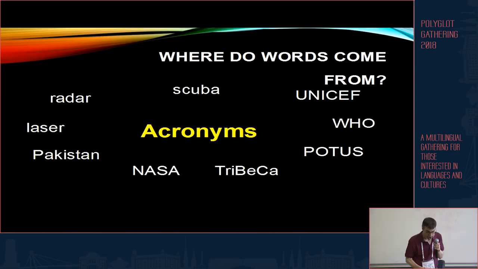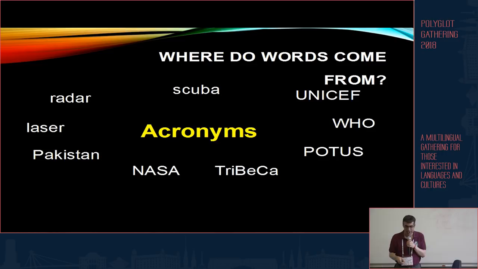Yeah, exactly. Light amplification by stimulated emission of radiation. And then, does anybody know what POTUS is? President of the United States. Exactly. How about the First Lady? FLOTUS. Yeah, exactly. And if Hillary Clinton had become president, what would Bill have been called? Would he be the first gentleman? That'd be a difficult acronym, actually.